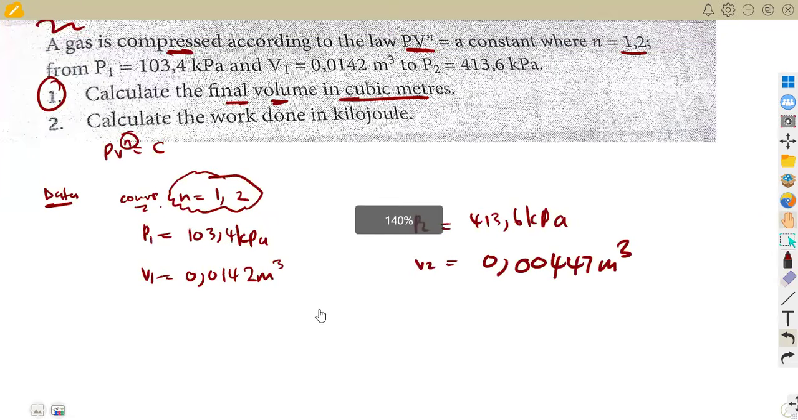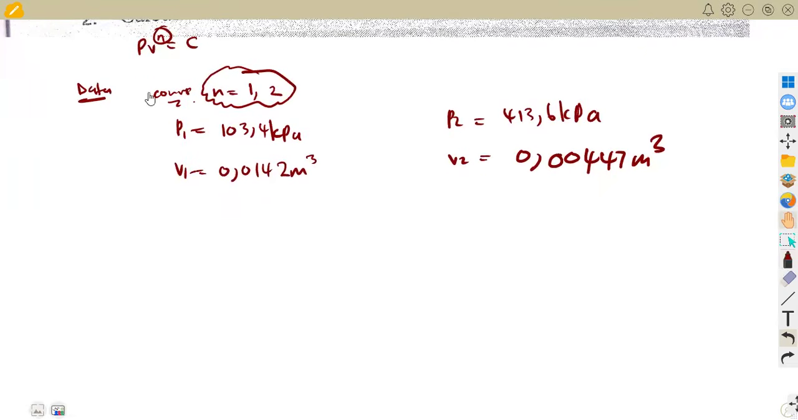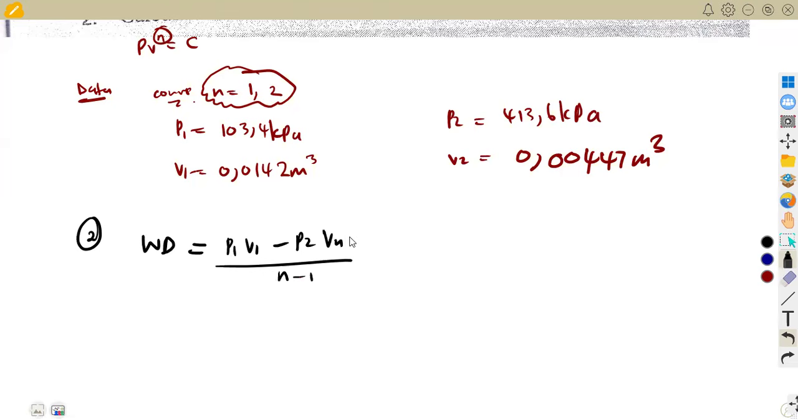Then the work done in kilojoules. The work done under what? A polytropic. How do you calculate the work done under a polytropic? Remember, under a polytropic, the work done is (P1 V1 minus P2 V2) over (n minus 1), which is the same as mR(T1 minus T2) over (n minus 1). I do not have the mass, I do not even have the gas constant, so this formula cannot work for now.